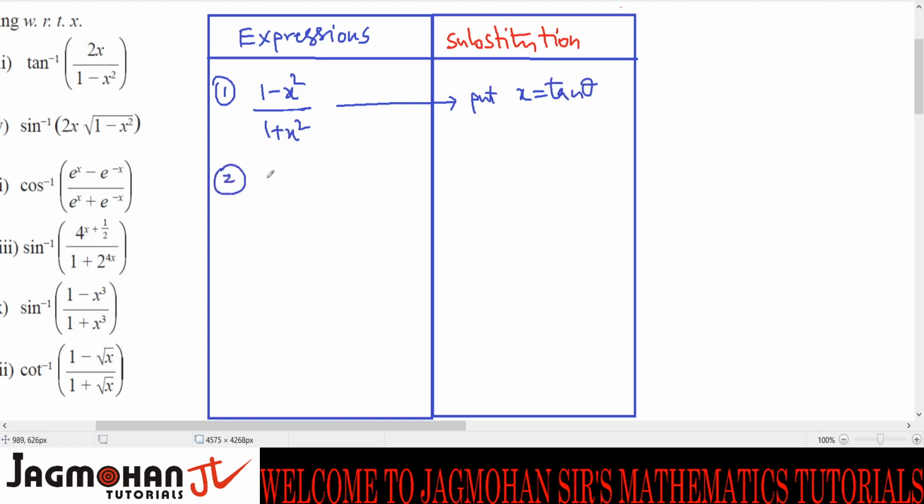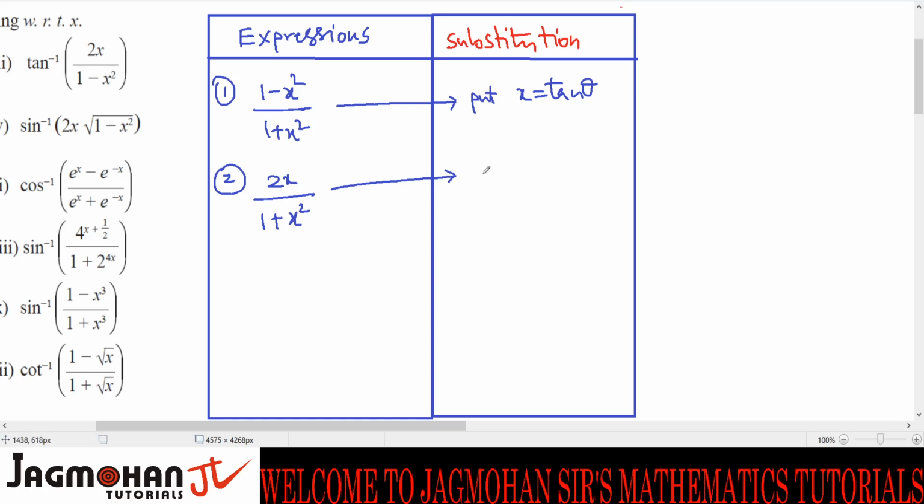Second, if the expression is 2x upon 1 plus x square, students, tell me, what do you think we should substitute here? 2x upon 1 plus x square. All these expressions you have to write in your notebook. Take a pen, take a notebook, and start writing this. Every problem you have to solve. Every expression and substitution you have to learn by heart. Everything should be written and practiced well.